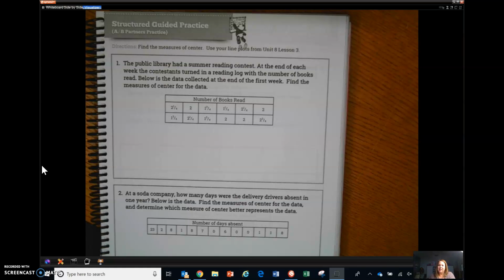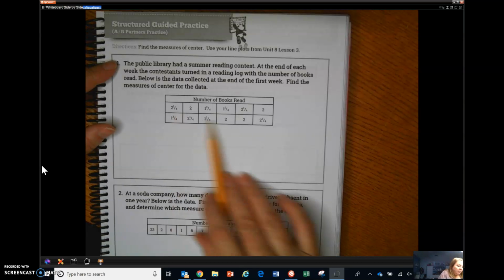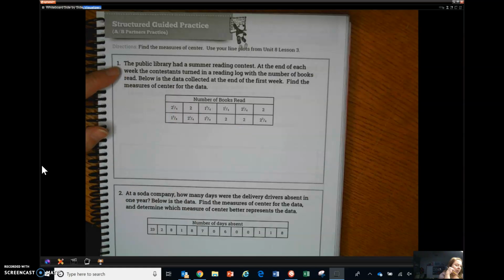All right. So hopefully you guys paused and tried it on your own. This time we're going to do the median. Okay, so first thing we have to do is read it. The public library had a summer reading contest. At the end of each week, the contestants turned in a reading log with the number of books read. Below is the data collected at the end of the first week. Find the measures of center for the data.